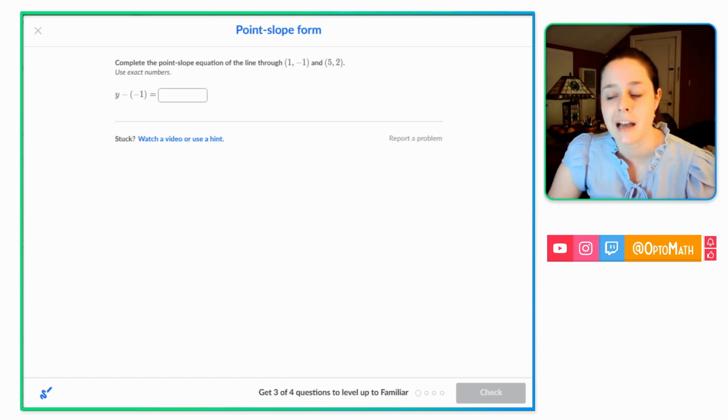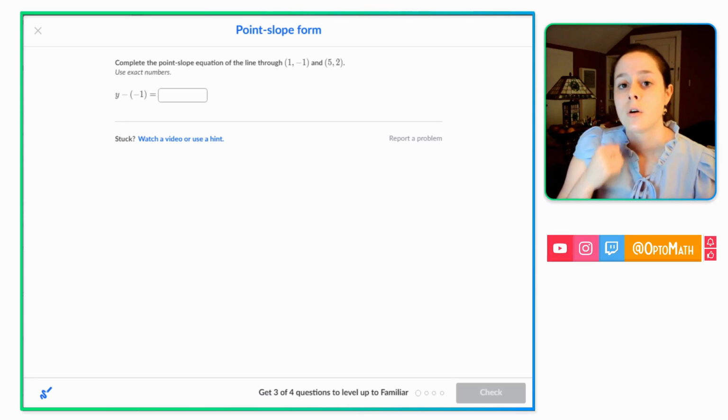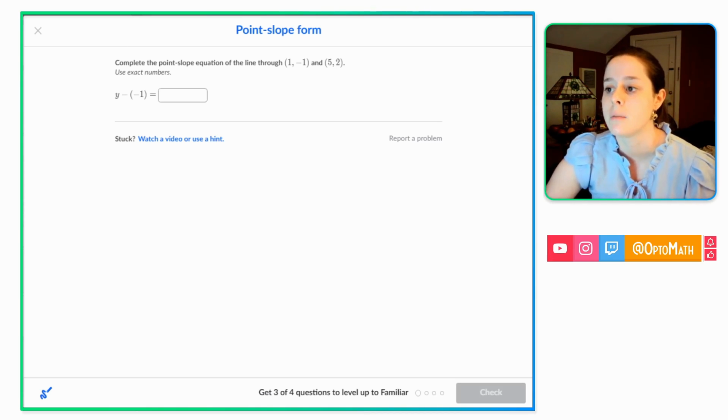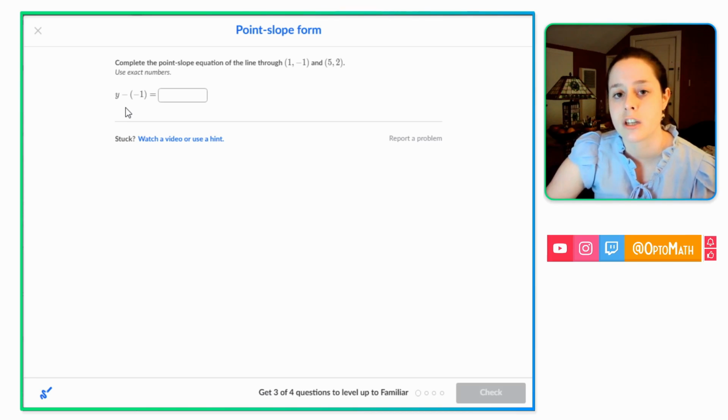The first problem asks us to complete the point slope equation of the line, and we have 2 points, 1, -1 and 5, 2. Remember, point slope: slope is the other thing we need other than a point. What I like about this is that it already shows us which point it's using, and that will be that first point listed, 1, -1, because it already has part of the equation written.